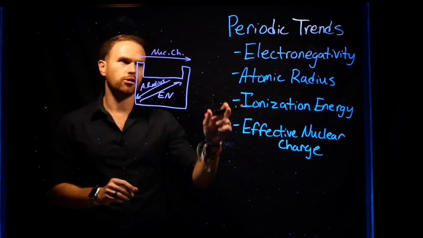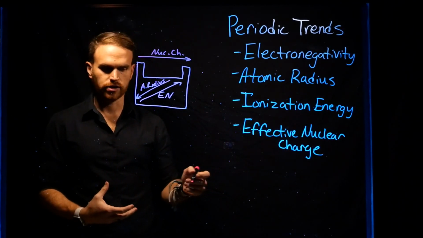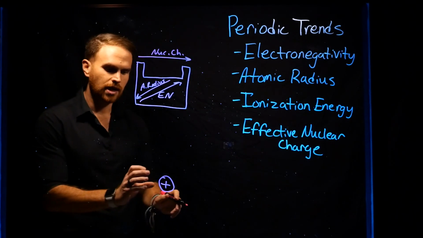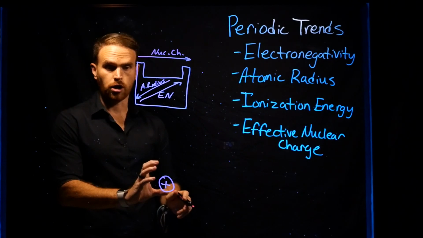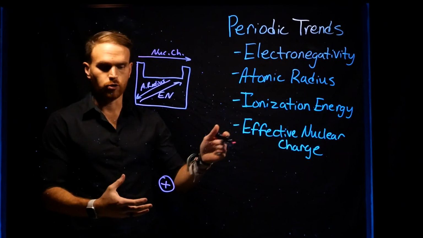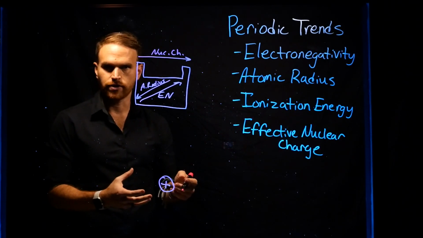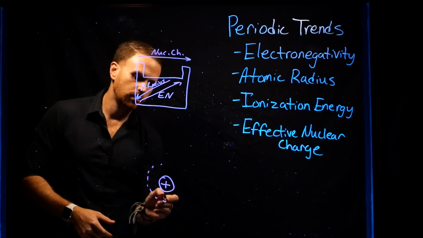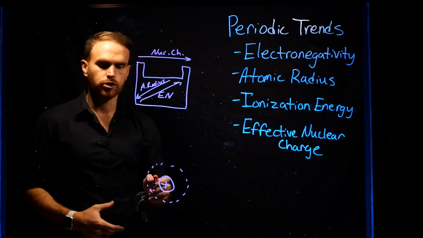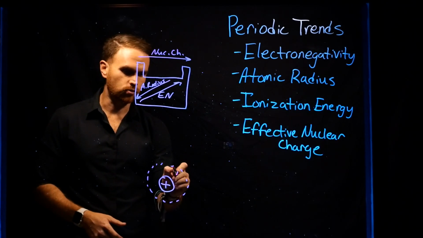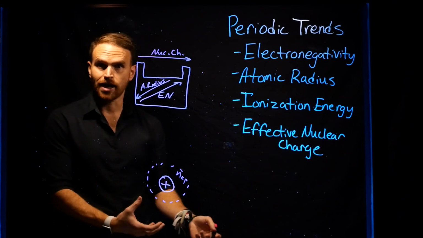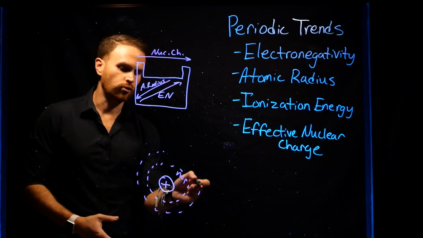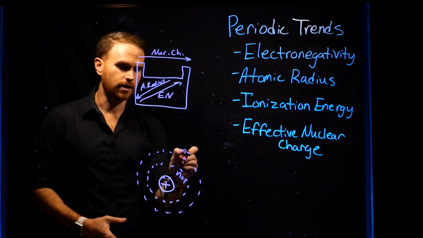So let's take a look at something like atomic radius, for example. One of the things that we know impacts the atomic radius is the location of the outermost electrons from the nucleus. The nucleus is the center of an atom where all the protons and neutrons are, and surrounding the nucleus are your electrons. At n equals 1, you're at the closest energy level to the nucleus. At n equals 2, you move a little bit further from the nucleus.